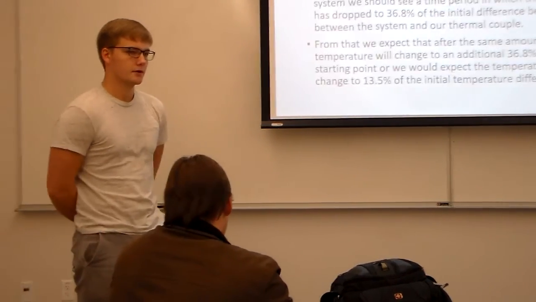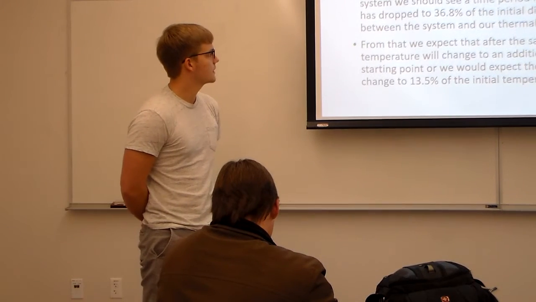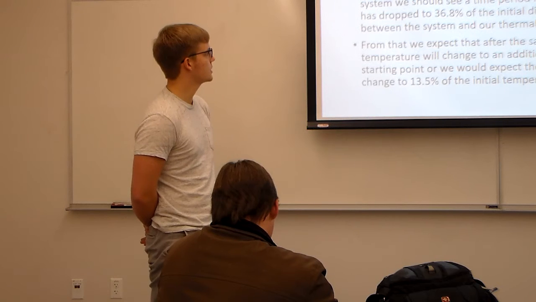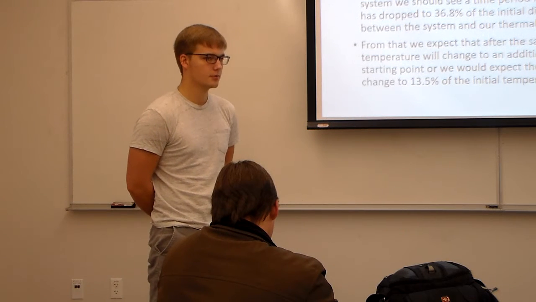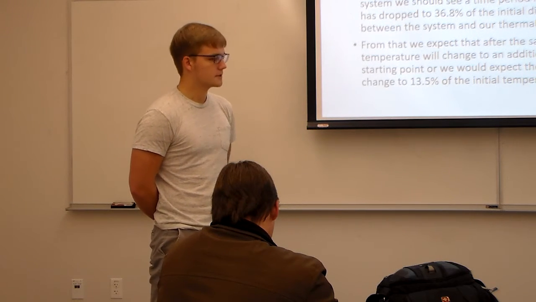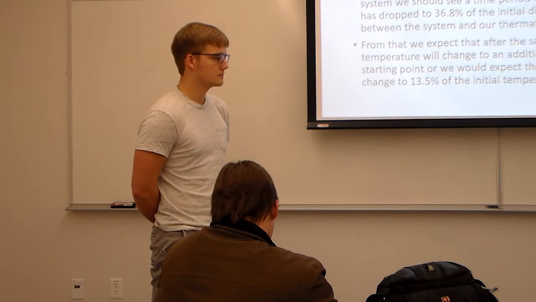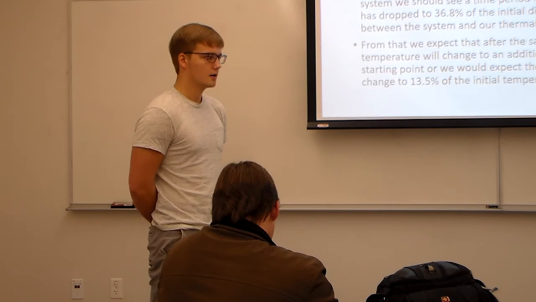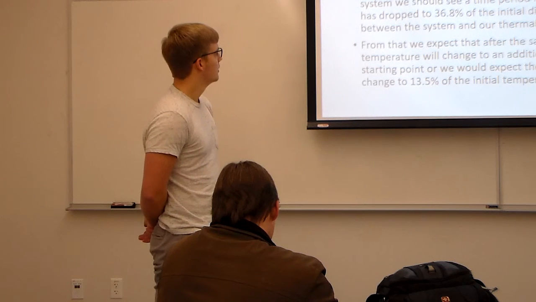So first we need to define what a thermal time constant is. The thermal time constant is the time it takes for the system to change 63.2% of the delta T that we are expecting, and the expected value would be at T infinity, or the temperature of the ice water or boiling water.